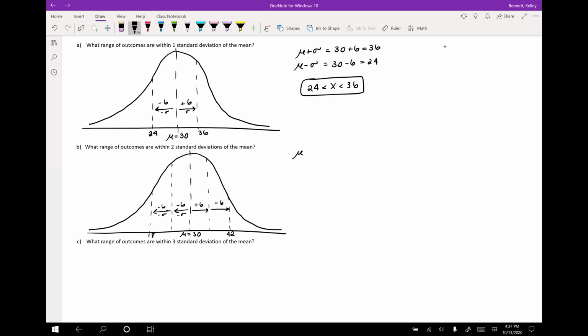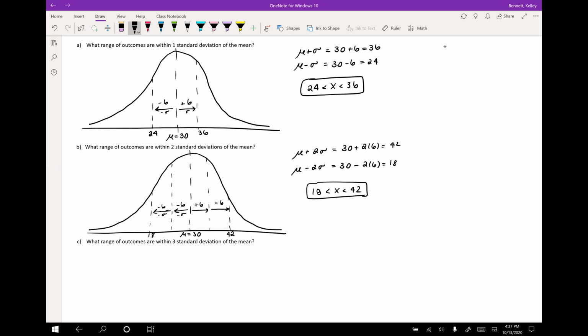I could also look at it as mu plus 2 sigma and mu minus 2 sigma. So again, that's 30 plus 2 times 6, giving me 42, or I could go to the left, mu minus 2 times 6, giving me 18. So the range 18 to 42, that's within 2 standard deviations of the mean.